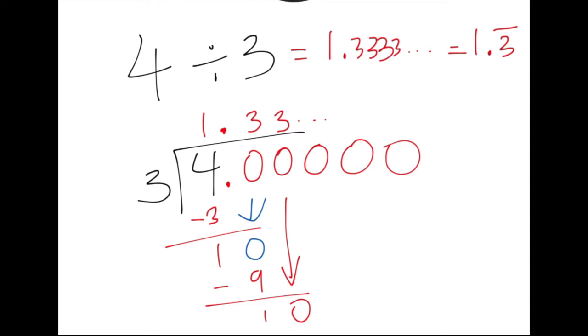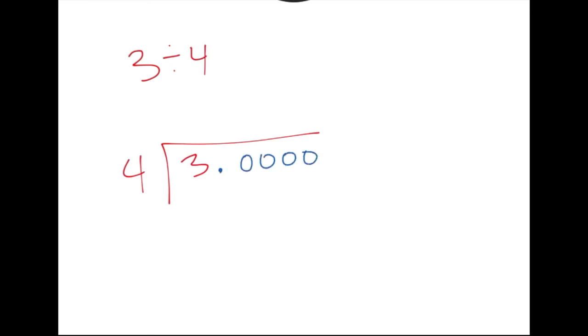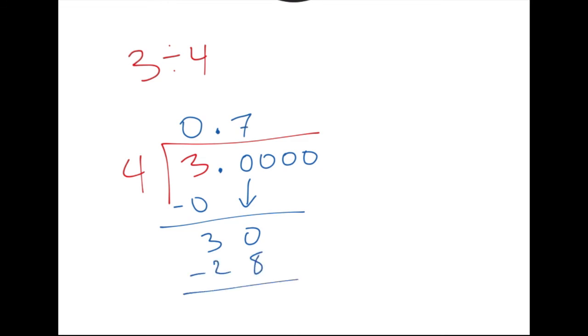Let's do the reverse. This time let's do 3 divided by 4. 3.0000. It doesn't change anything, so I put the decimal point on the top. 4 goes into 3 0 times. 0 times 4 is 0, so I have 3. I bring down the 0. 4 goes into 30 how many times? 7. 7 times 4 is 28. I have 2 here. I bring down 0. 4 goes into 20 5 times. 5 times 4 is 20, so the answer is 0.75.